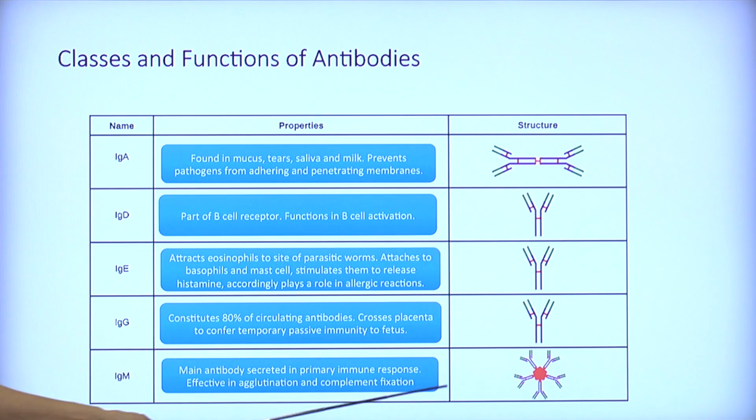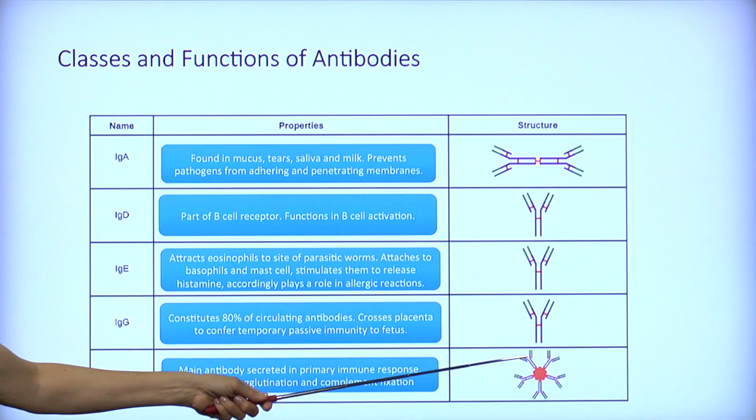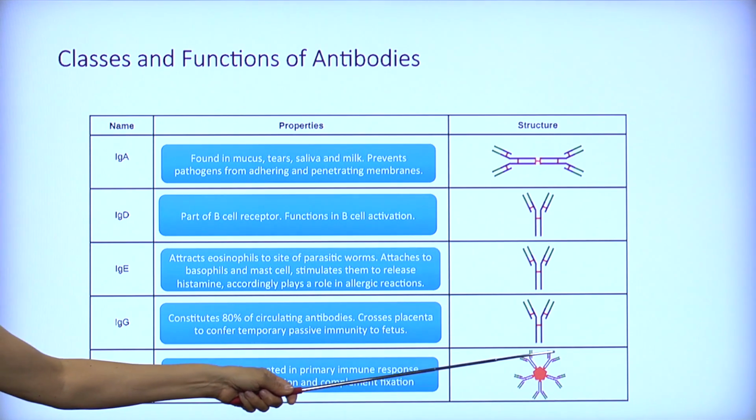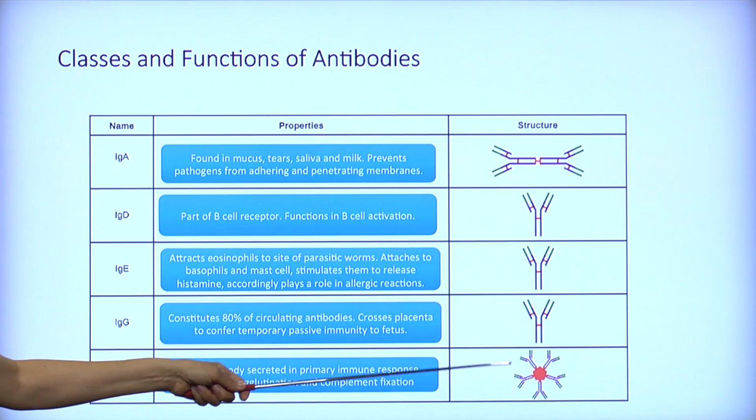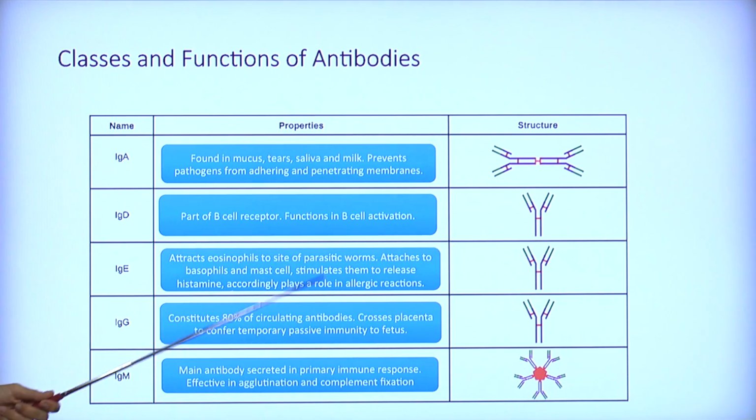IgM is the largest. It's usually in a pentamer. So if I have 5 molecules, this has 10 binding sites for an antigen. So it really can bind lots of antigen and is effective in agglutination and complement fixation.